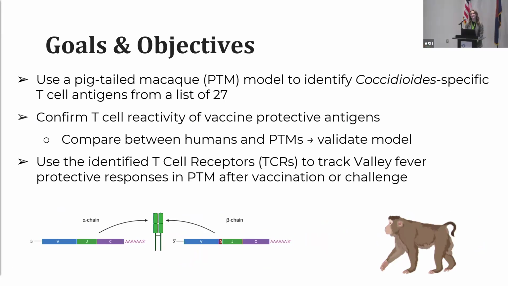Pigtail macaque model in order to identify Cocci-specific T cell antigens from a list of 27. And we're hoping to confirm previous T cell reactivity of vaccine protective antigens and compare those between pigtail macaques and humans in order to validate that model. We're also hoping to use the identified T cell receptor sequences in order to track valley fever protective responses moving forward in vaccination and challenge studies.